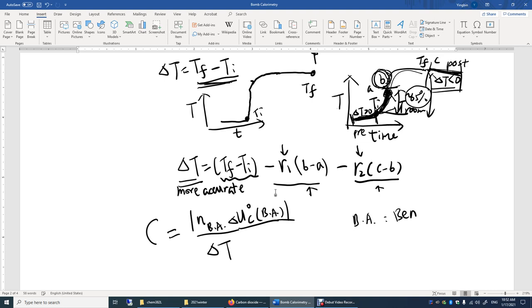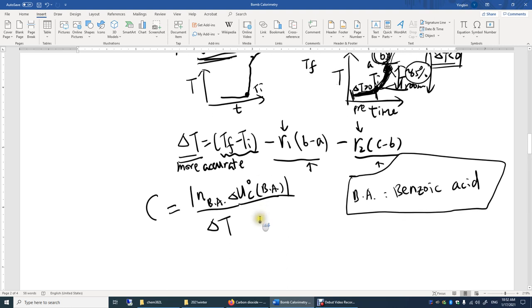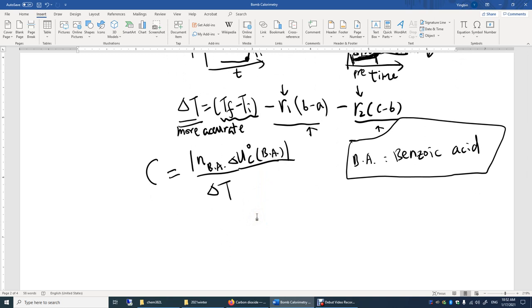BA stands for benzoic acid. It's a very stable compound at room temperature. But in pure oxygen, after ignition, benzoic acid can combust completely and form CO2 and water. So why don't we just use this standard to determine the heat capacity of the calorimeter? Be sure that you use the same amount of water between the benzoic acid trials and the sugar trials. Okay. Hopefully you remember this.